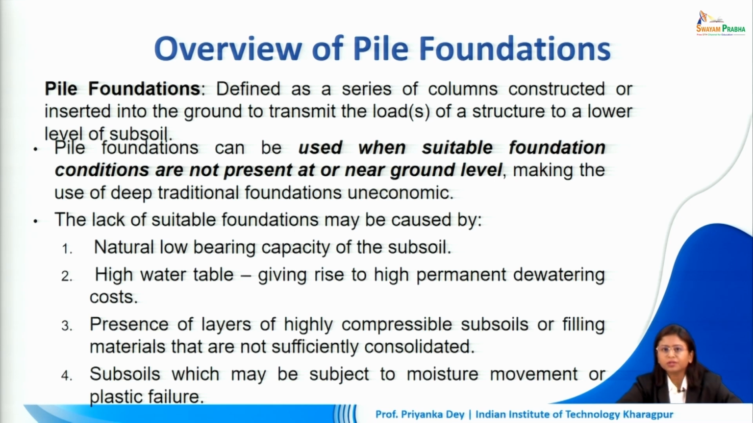Now, this situation may happen due to various reasons. For example, the subsoil has low bearing capacity, the water table is very high, there is presence of layers of highly compressible subsoils that are not sufficiently consolidated, and the subsoil may be subjected to moisture movement or plastic failure, for example, black cotton soil, which we had studied in the last lecture.